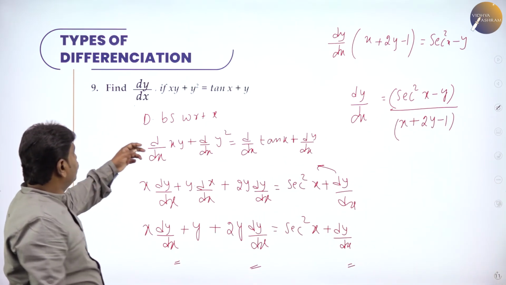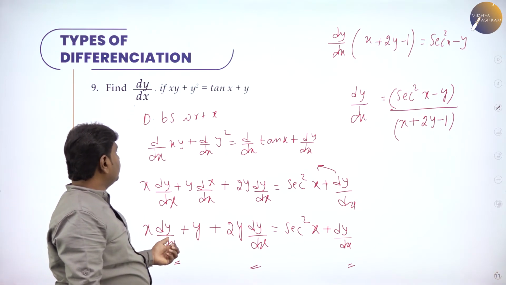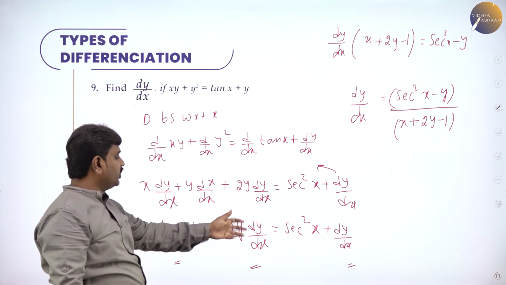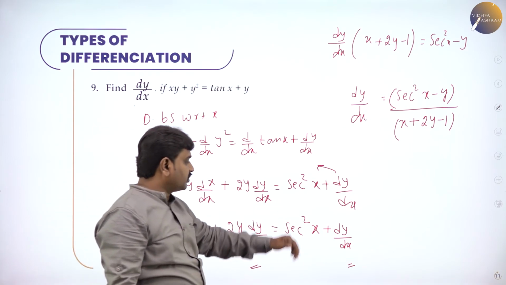So we have xy is what? x into dy by dx plus y, using the product rule. y square is what? 2y into dy by dx. tan x is what? Secant square x.